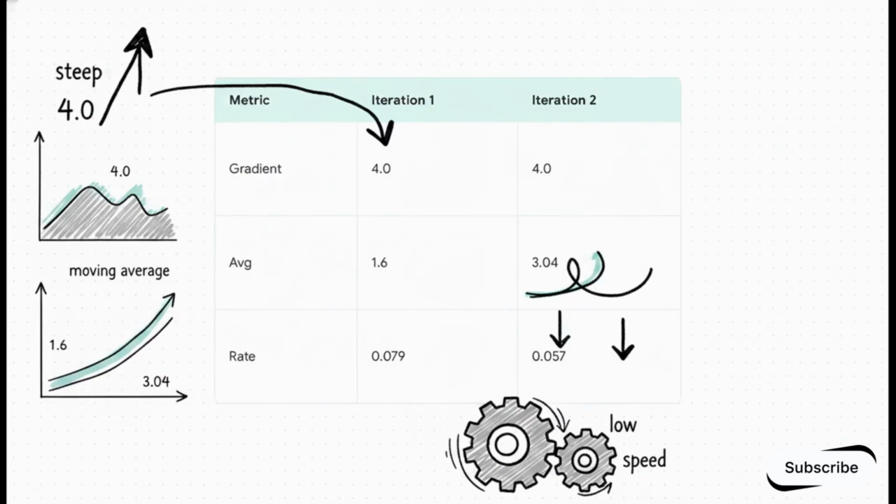If we track a single parameter across 2 iterations, you'll notice that as steep gradients persist, say holding steady at 4.0, the moving average cleanly inflates from 1.6 up to 3.04. And because that moving average lives in the denominator, it shifts our effective learning rate safely down from 0.079 to 0.057. The gear shifted down automatically, exactly as we designed it to.